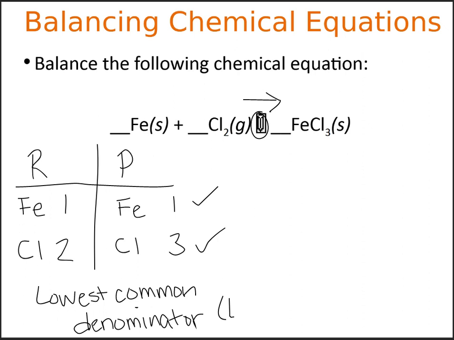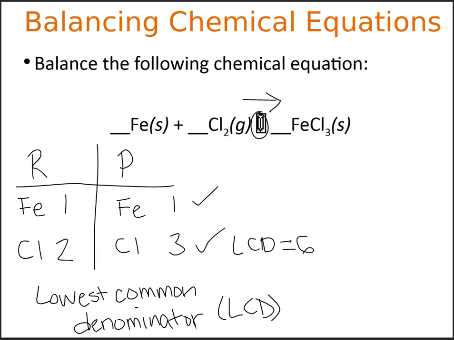Which I will abbreviate LCD. So the number that both 2 and 3 you can multiply something and get this lowest common denominator. So in this case, the lowest common denominator is 6. You multiply 2 by 3 and 3 by 2.